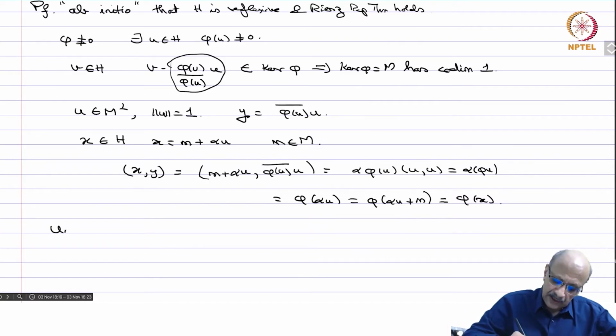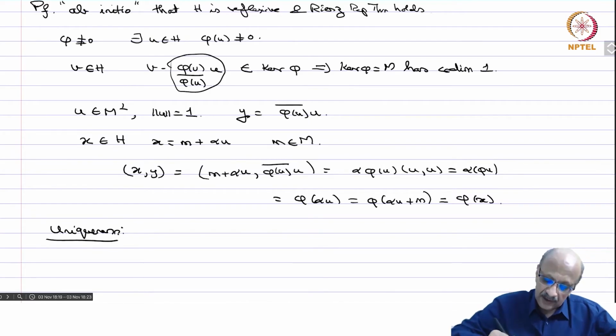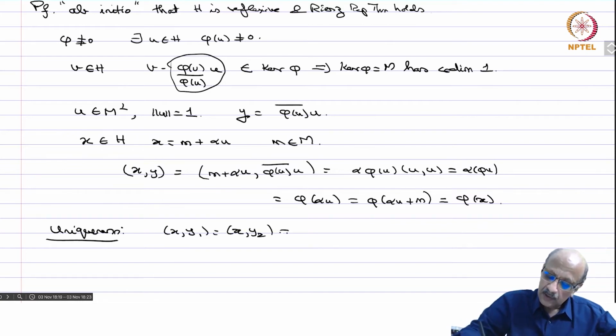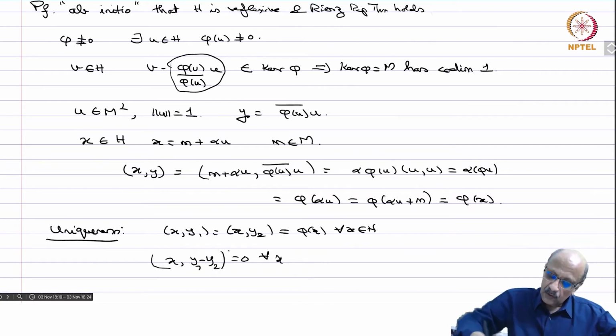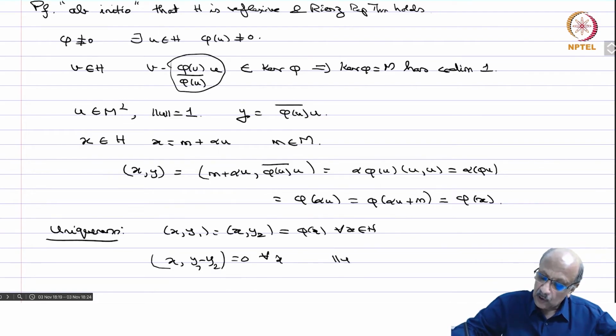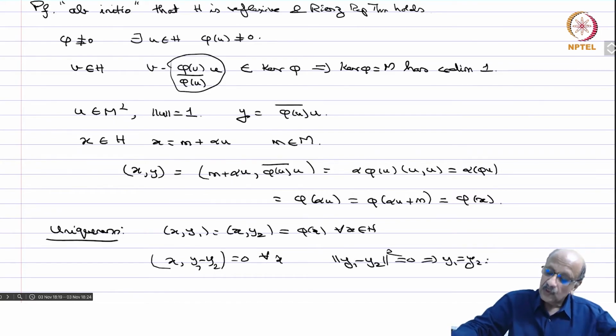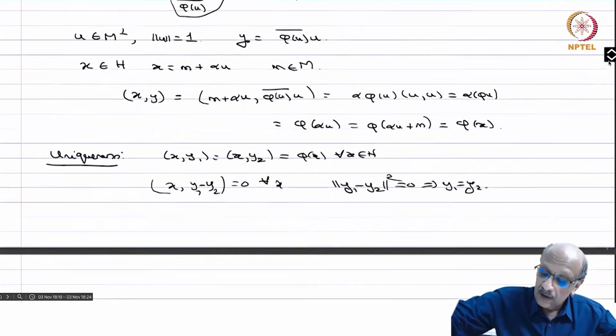The uniqueness I did not prove, I should have done it even there. So uniqueness we always have, namely suppose you have two elements with the inner product of x and y1 equal to the inner product of x and y2 equal to phi of x for all x in H. Then you have the inner product of x with y1 minus y2 equal to 0 for all x. So you put x equals y1 minus y2, and you get norm of y1 minus y2 whole square equal to 0. This implies y1 equals y2. So you always have a unique vector.